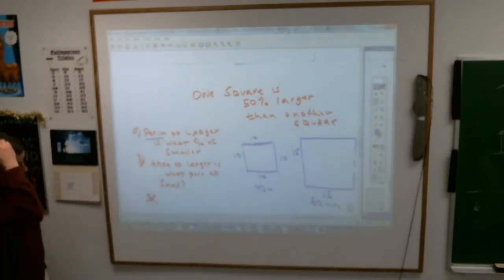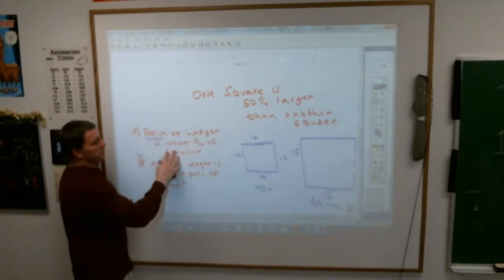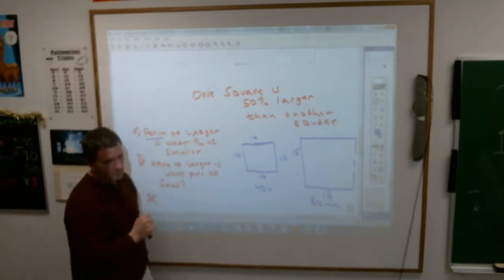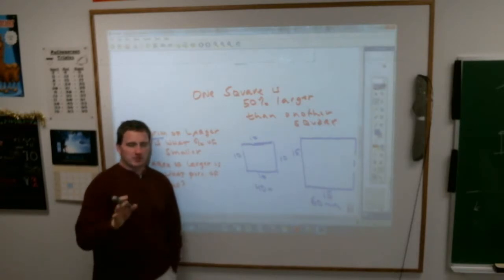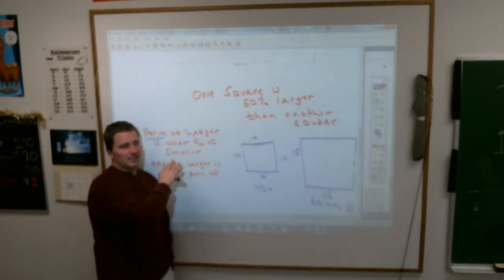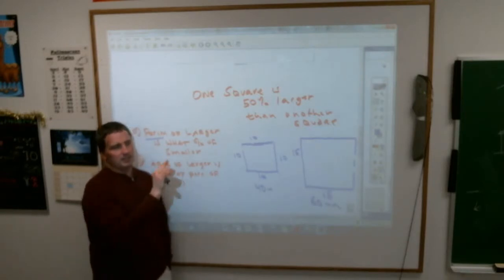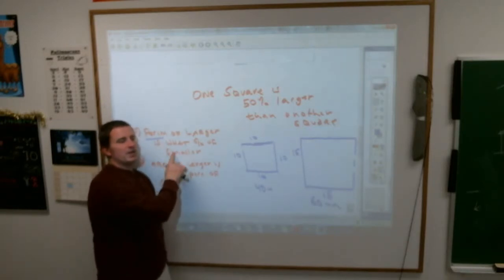Now, here's where part of it goes wrong. The perimeter of the larger is what percent of the smaller? That sometimes throws people off. Does that throw you off? Do you have any idea what to do with that? Okay. Here's what you do when the percent throws you off: think about it as not percent, but say what fraction. Substitute percent with fraction, and then whatever fraction you get, change it to percent.